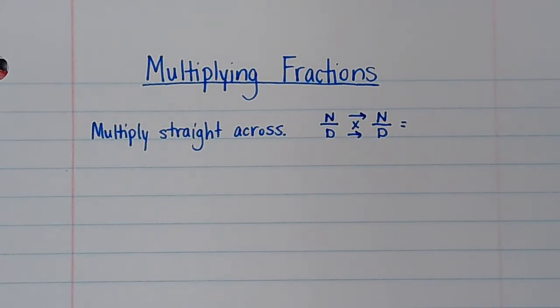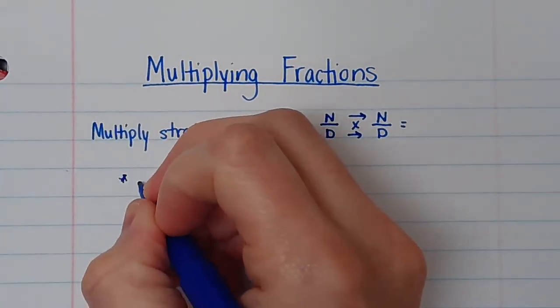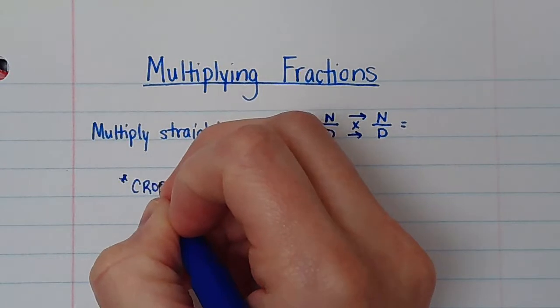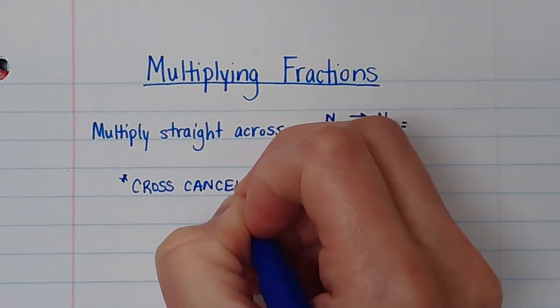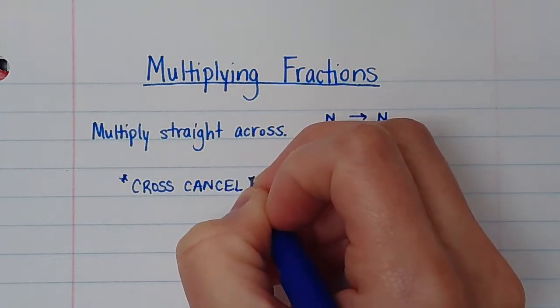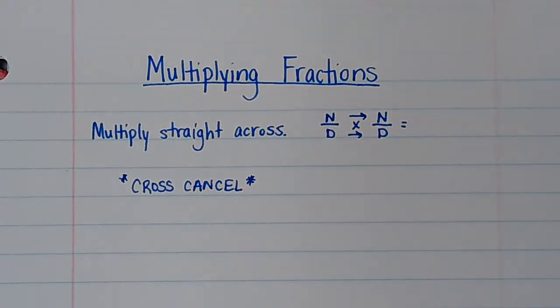Now you will hear me reference something called cross cancel. And I'm going to star that, because this is not a necessity. It's not something that you have to do. It's something that you can do to make life a little bit easier. But if you don't do it, you'll still get the right answer. You just have to simplify your answer. But if you cross cancel ahead of time, the answer you get will be simplified already. I'll show you what I mean with a couple examples.